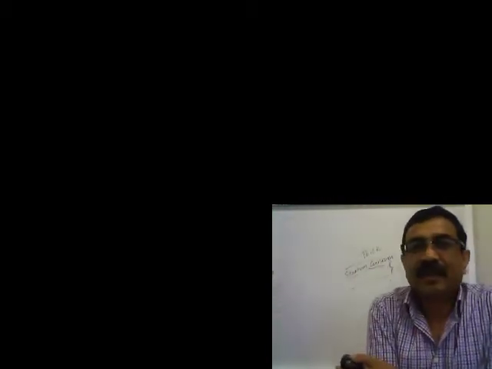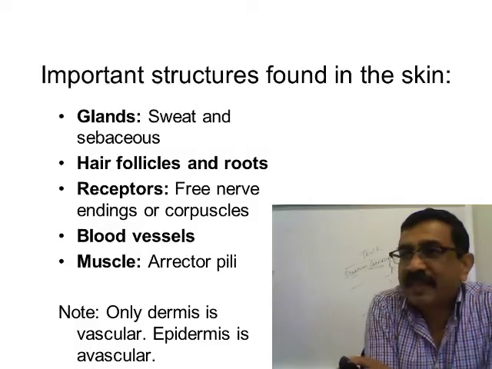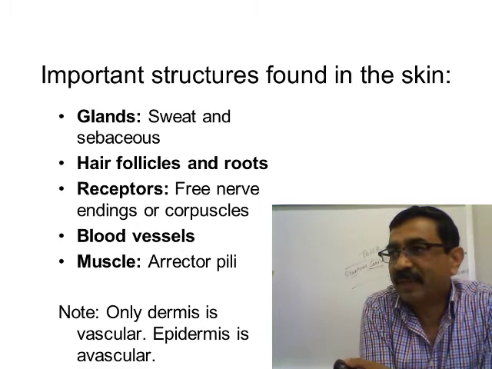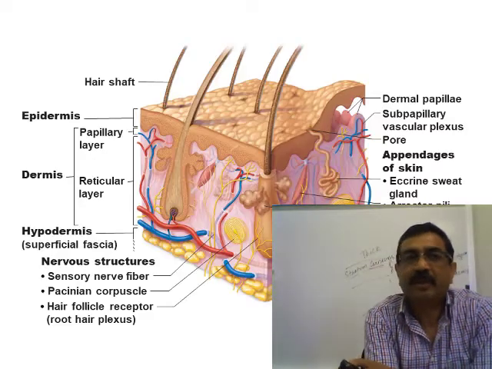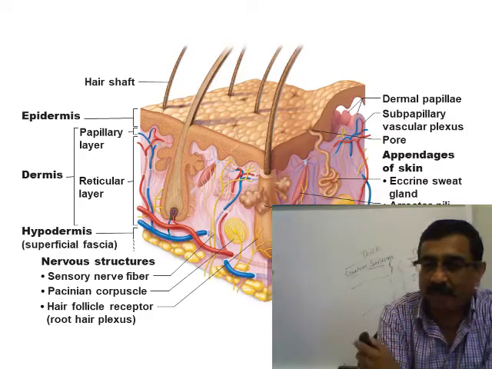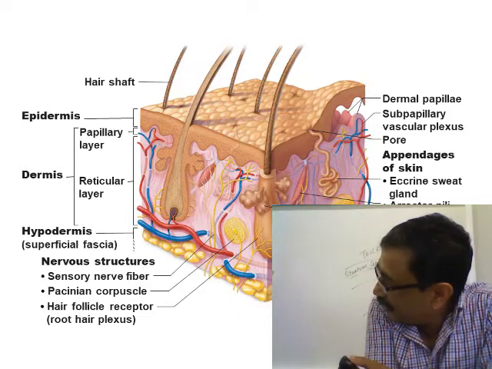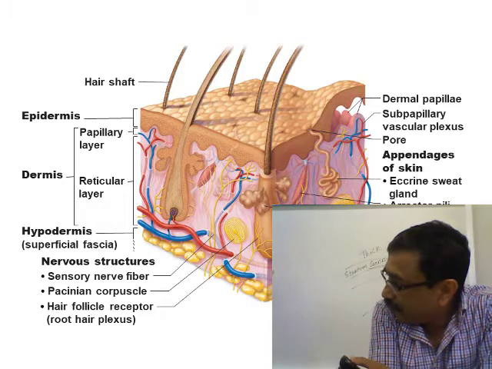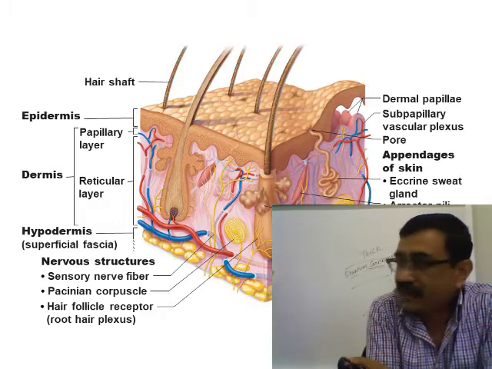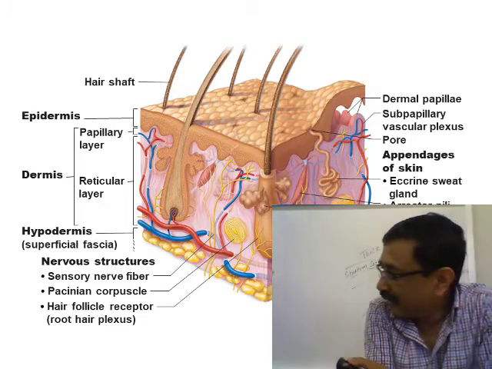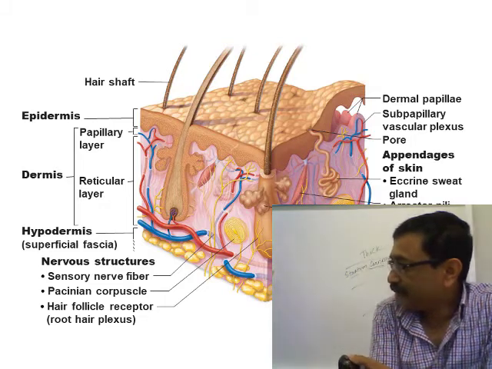Important structures present in the skin. Most of the skin structures are found in the dermis. As I have already mentioned, most of them are present in the dermis. What are the structures we see in the skin? Glands, hair follicles, hair roots, receptors, blood vessels, muscle.